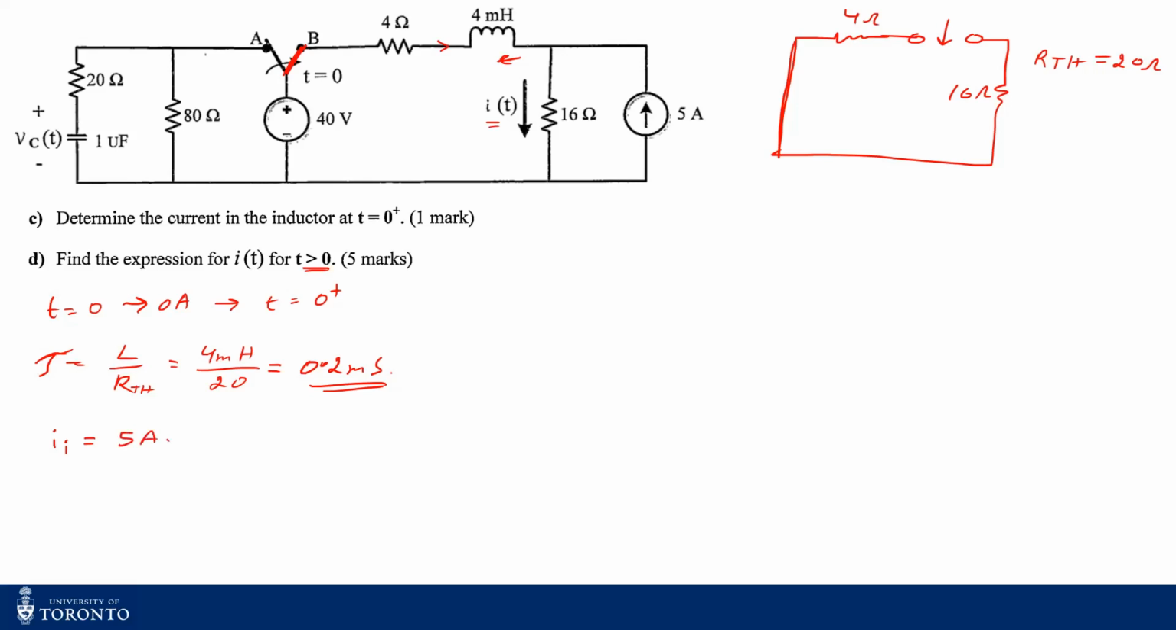My final current is when my switch moves to position B, and at t infinite what happens? At t infinite, the inductor becomes fully charged, so I assume it to be a short circuit, right? So I just ignore it. Now you see you have 40 volts. So for IF, my circuit is going to be something like this one, 40 volts.